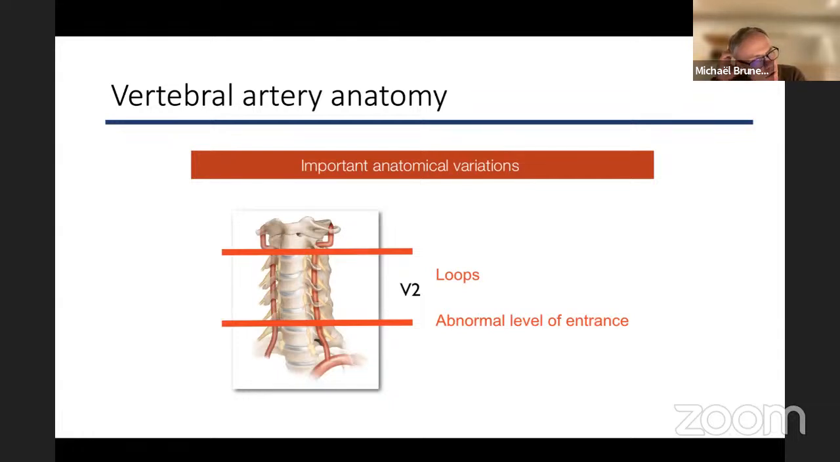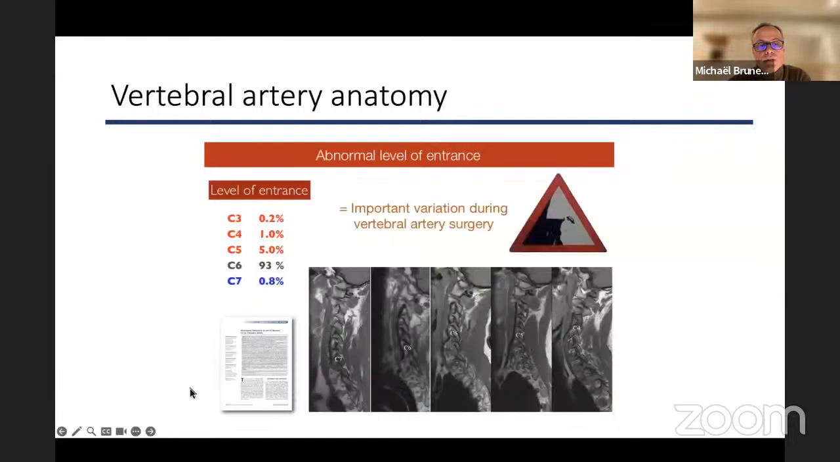What are the other important anatomical variations that you have to know when you are exposing the vertebral artery? Loops can be present, and you also have an abnormal level of entrance, meaning that the artery is not entering at C6 but above. We made a very large study about the trajectory of 500 vertebral arteries.